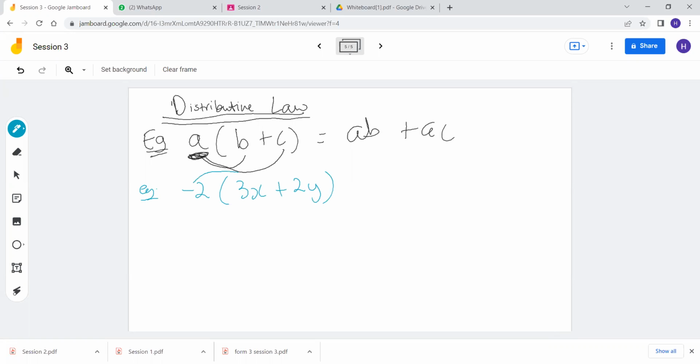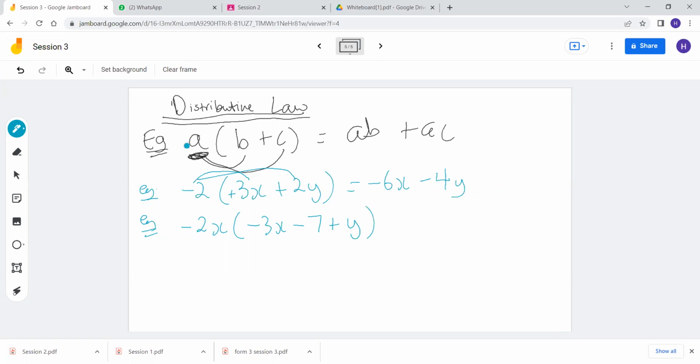All you're doing, minus 2 by 3x, you're using multiplication laws here, students. So minus by plus is minus, that is minus 6x and minus 4y, right? Simple. We go again, right? Let's say you have minus 2x multiplied by minus 3x minus 7 plus y.